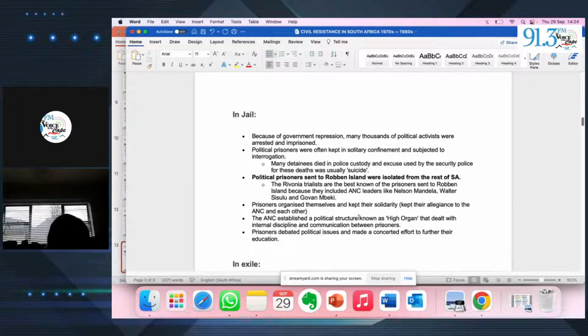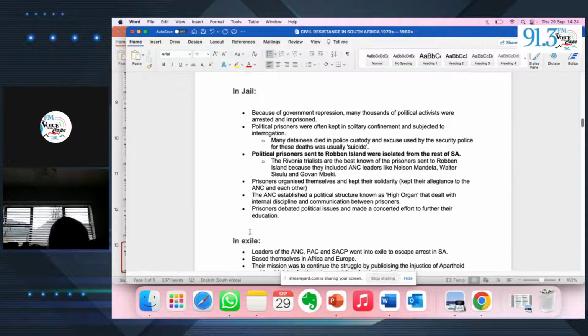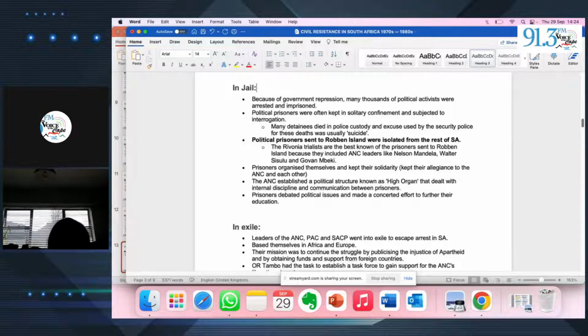The ANC established a political structure known as a high organ that dealt with internal discipline and communication between prisoners, and prisoners debated political issues and made a concerted effort to further their education.